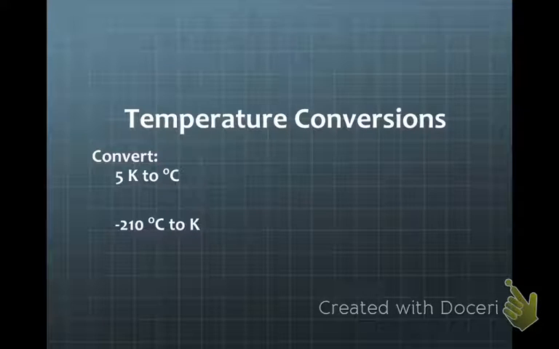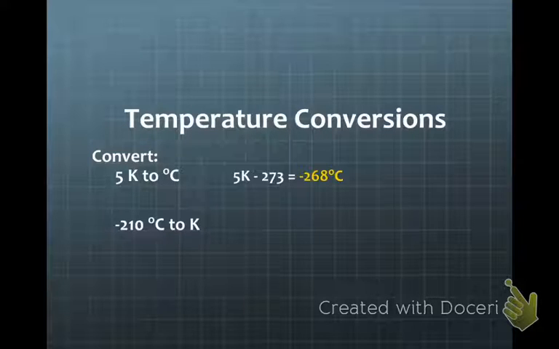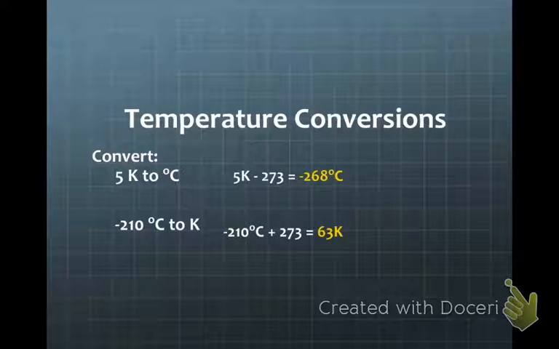So right underneath, just like we did before, let's practice it. So I want to convert 5K to degrees Celsius. So you're just going to do 5K minus 273, and that's what you'll get for your equals negative 268 degrees Celsius. Now if I want to convert Celsius to Kelvin, you're going to do the opposite. You're going to do negative 10 plus 273, which will then equal 263 Kelvin.